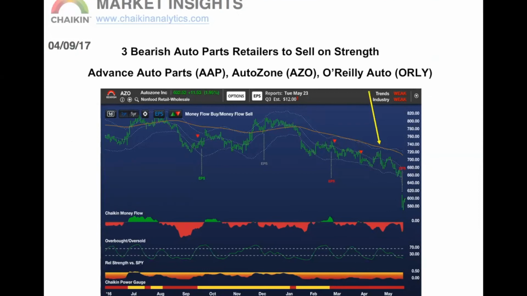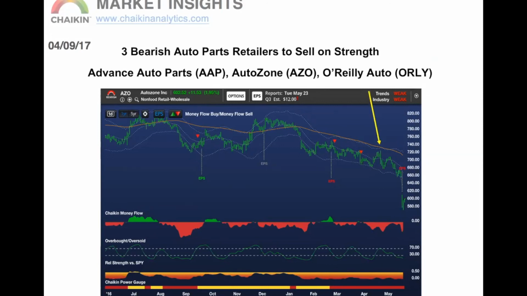It's part of our Chaikin Analytics product. On April 9th, this comes out on Sunday once a week, I recommended 3 bearish auto parts retailers to sell on strength. They were trading at new lows, and I didn't think that was a good time to put on a put position. Advanced Auto Parts, AutoZone, and O'Reilly.